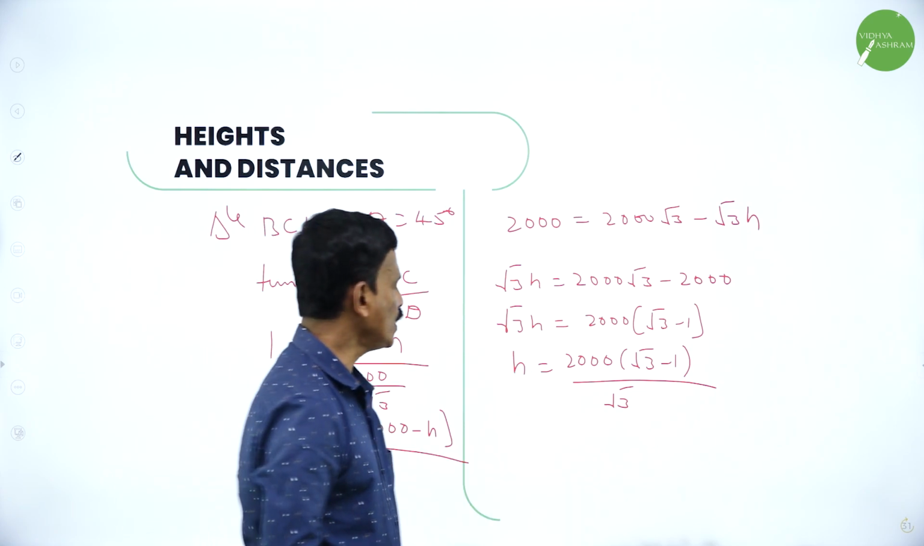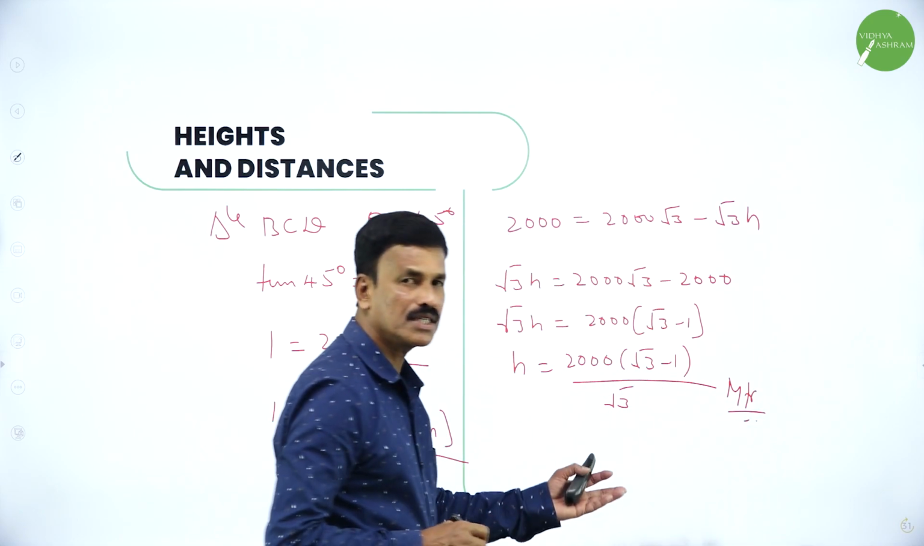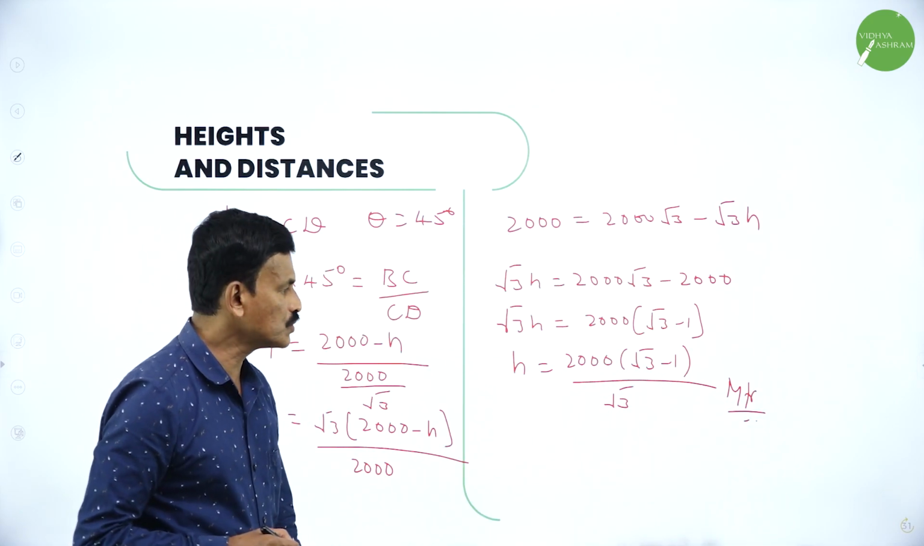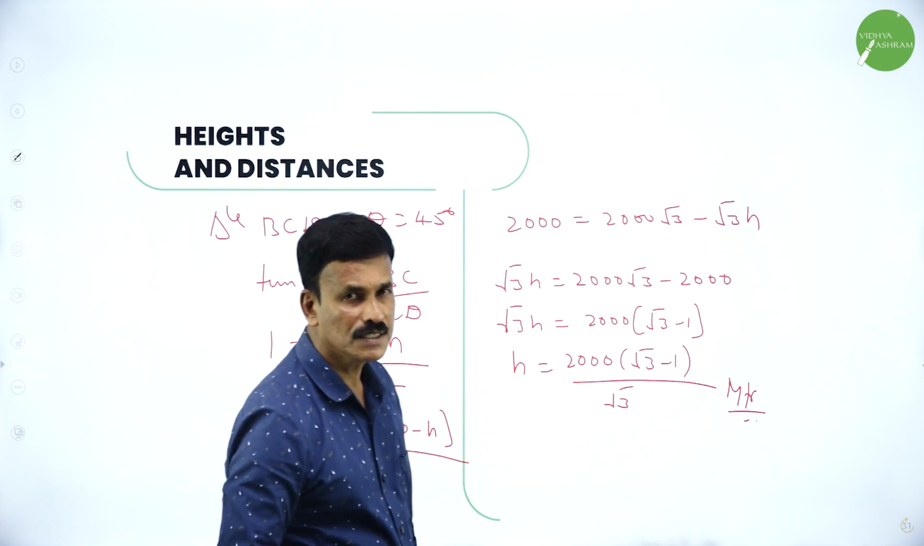So, therefore, the required answer is H equal to 2000 into root 3 minus 1 divided by root 3 meters. If you want you can simplify, or as such you can keep it. That's it. Very simple problem.